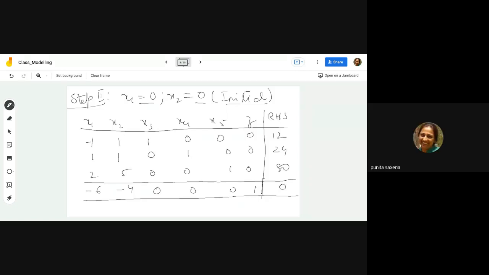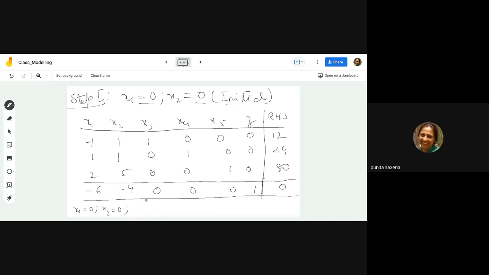Okay, now for the optimality criteria, look at this solution and the equations that you have with you. When you put x1 equal to 0, x2 equal to 0, what does the first constraint tell you? When x1 is 0, x2 is 0, x3 equals 12. Yeah, that's perfectly right.